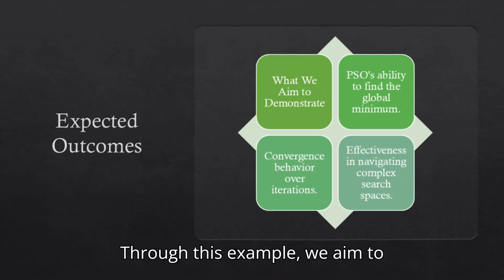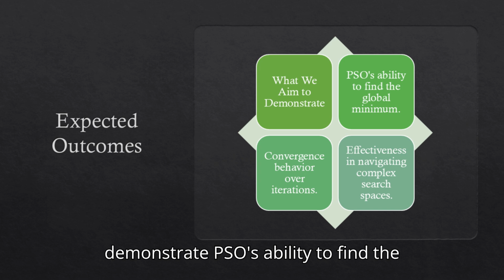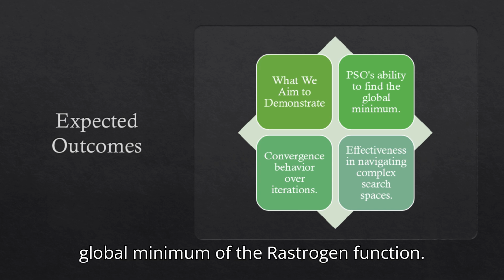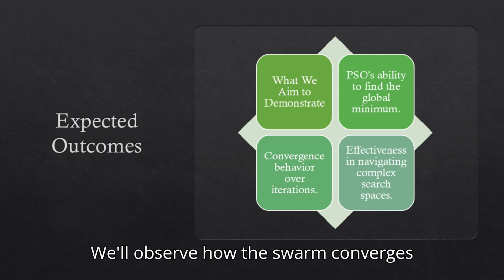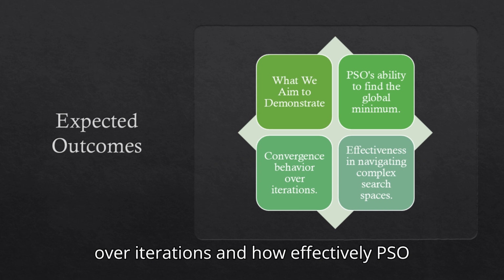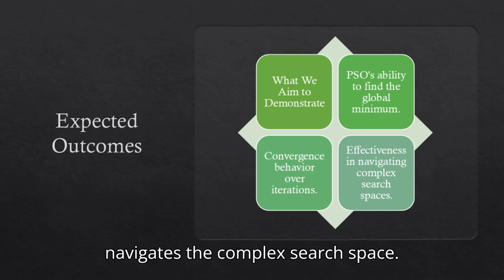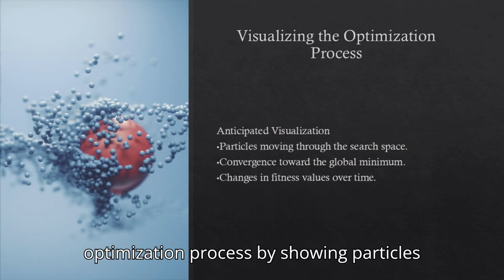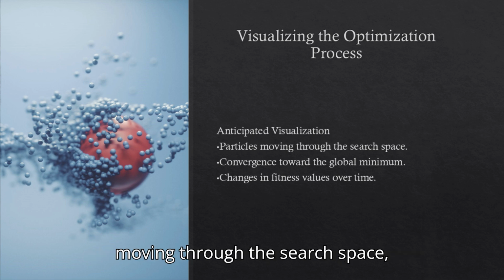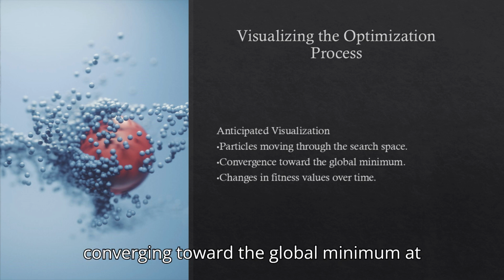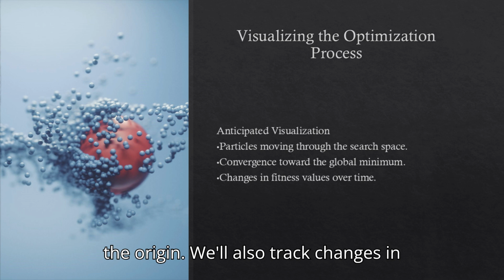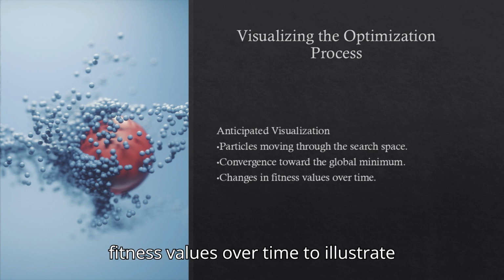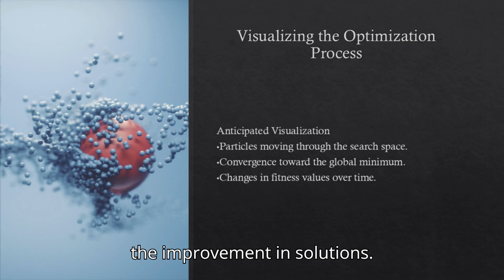Through this example, we aim to demonstrate PSO's ability to find the global minimum of the Rastrigin function. We'll observe how the swarm converges over iterations and how effectively PSO navigates the complex search space. We anticipate visualizing the optimization process by showing particles moving through the search space, converging toward the global minimum at the origin. We'll also track changes in fitness values over time to illustrate the improvement in solutions.